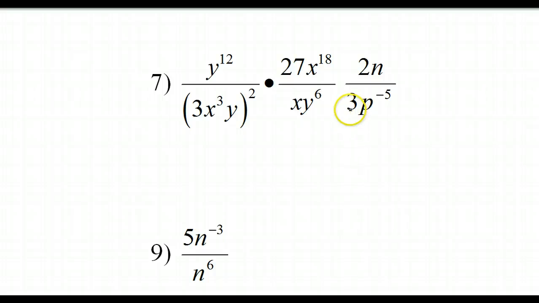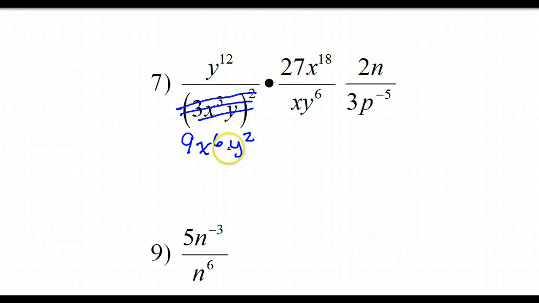Okay, got to simplify some stuff here. Let's see, what do we want to do first? Let's go ahead and deal with this guy down here. See, this is being squared, so that means this is really going to be 9 x to the 6th power, multiply those, y squared. Okay, so I've rewritten that as this. Now, this is what we're going to do.